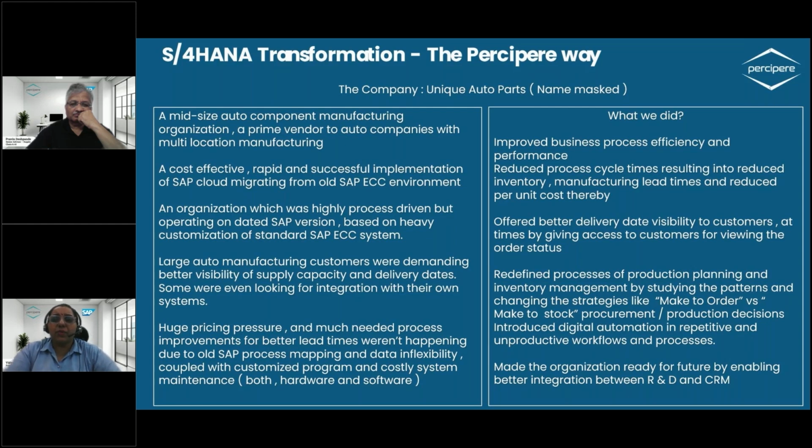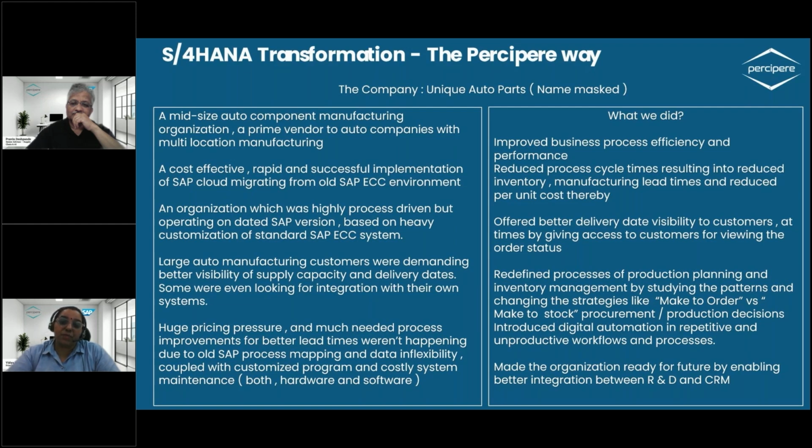So, how did we do it? We improved the business process efficiency and performance, along with reduced process cycle times, resulting in reduced inventory, manufacturing lead times, and reduced per unit cost. We offered better delivery dates visibility to customers by giving them access to view the order status.